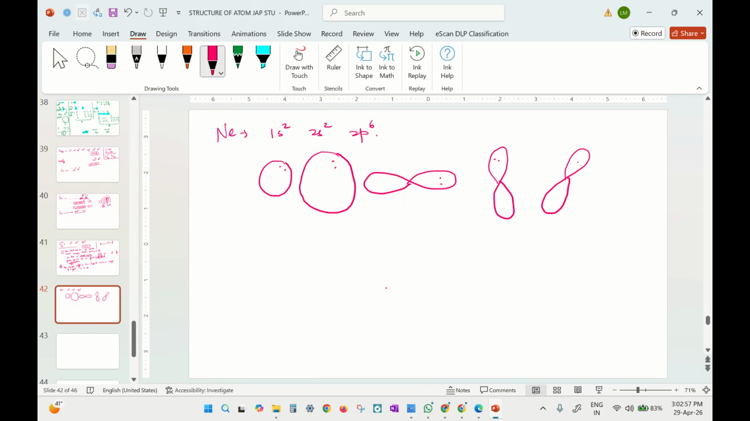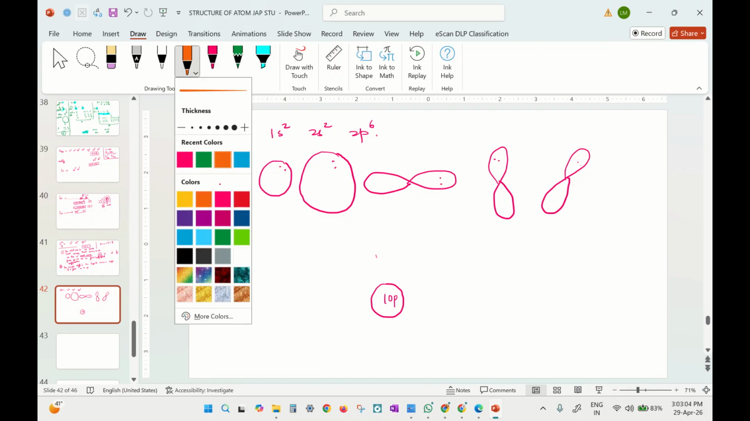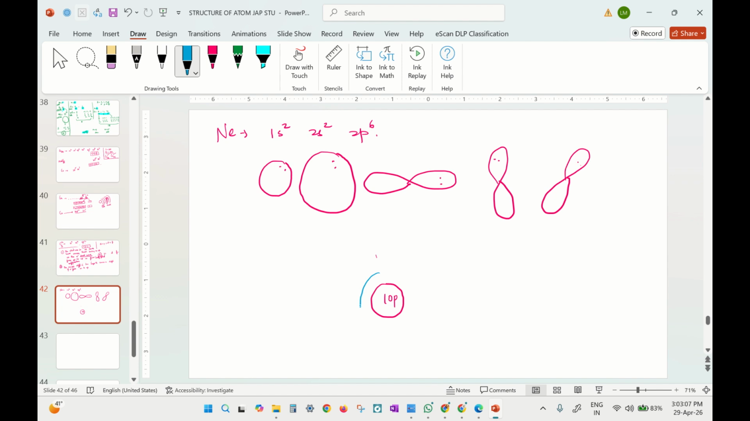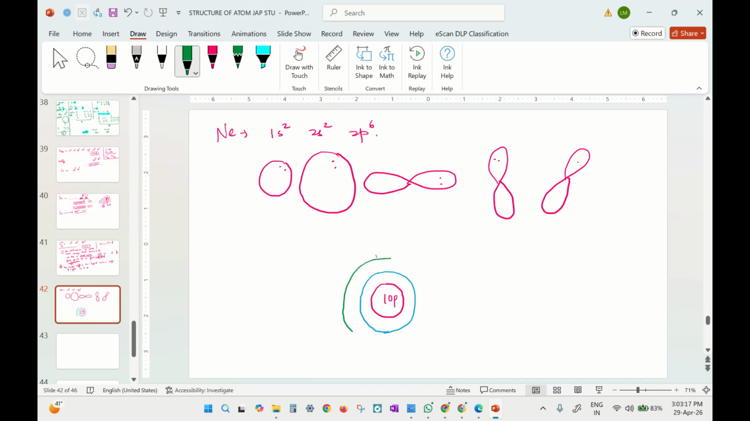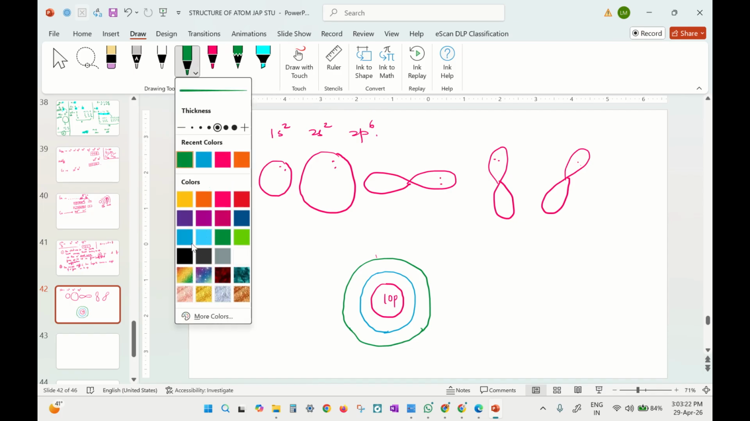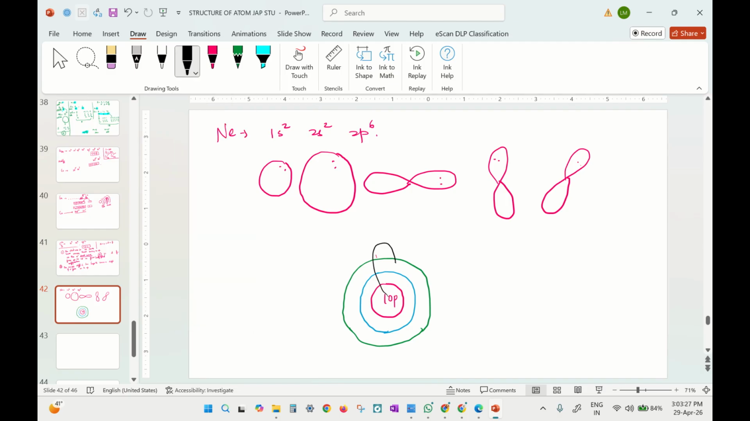But how are they actually arranged? If the neon's nucleus is this with 10 protons, the 1s, I'll put it with a different color, would be somewhere like this. It's spherical, not a circle. Let us assume that the 2s is this. Then where is the 2p? The 2p will be an orbital originating from the center. This is 2py, 2px, and 2pz.